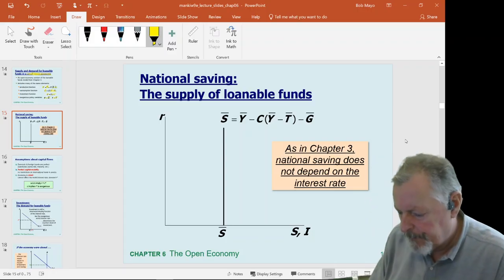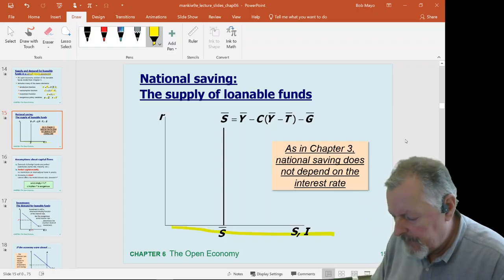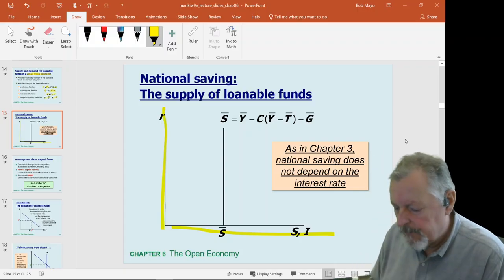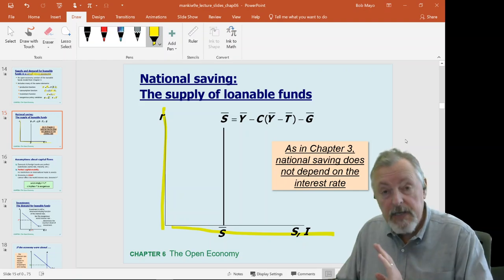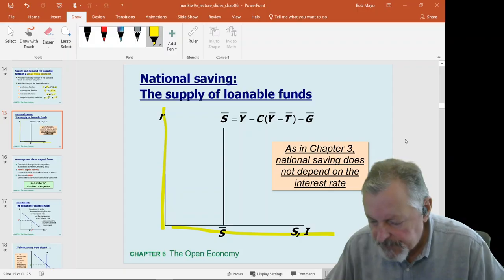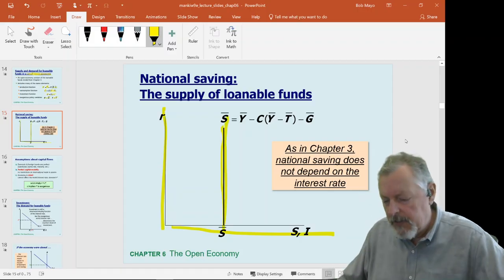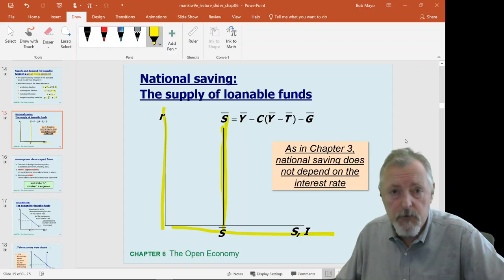Here we assume this is savings and investment. This is the interest rate. Savings are simply fixed. Interest rate goes up, we don't save more, we don't save less. That makes the supply curve, essentially, for loanable funds, savings, vertical.